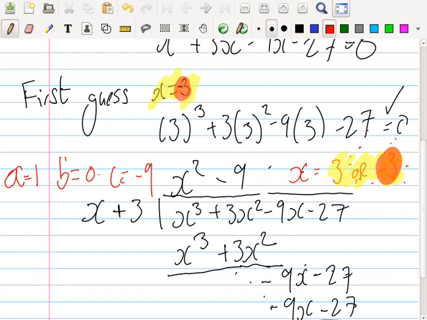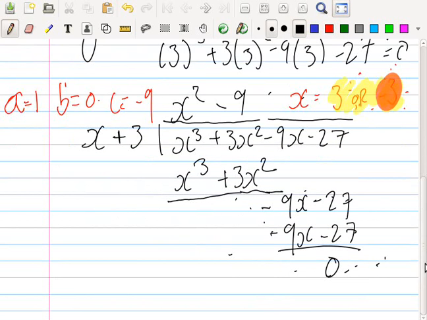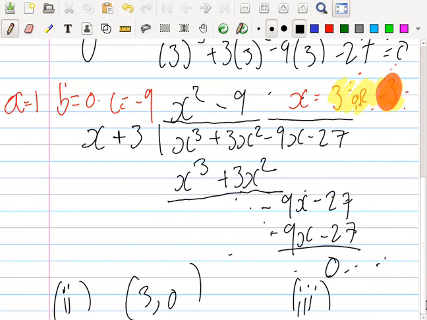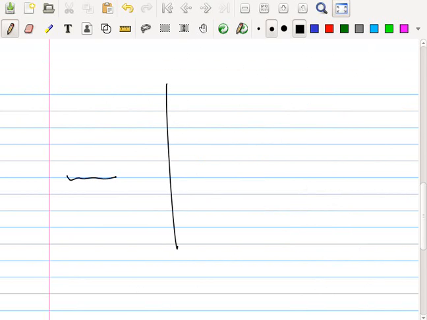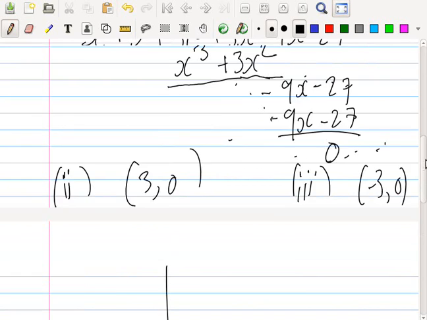Yeah. So my other roots are, or the second point is 3, 0, and then my third point is minus 3, 0, and that's it. So because it only has 2 roots, it means it must look like it just touches it at one point when it comes back down.